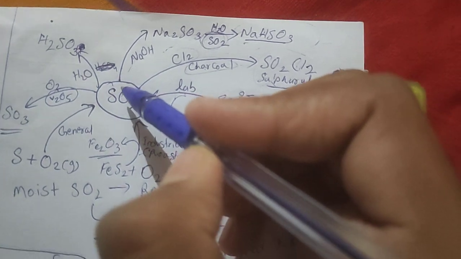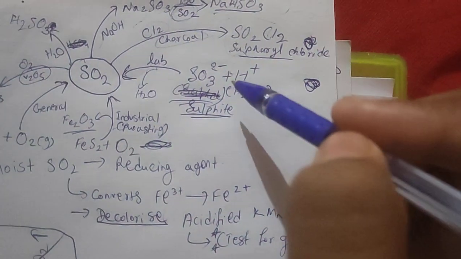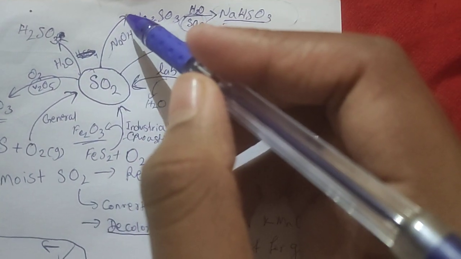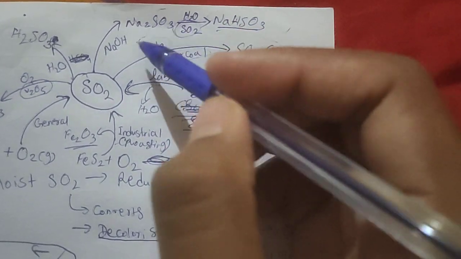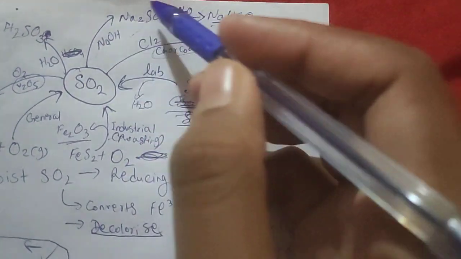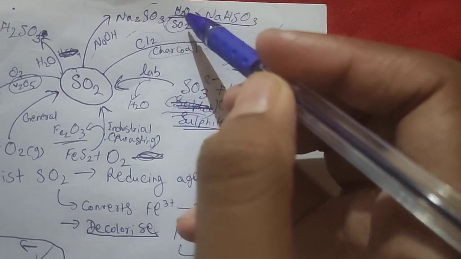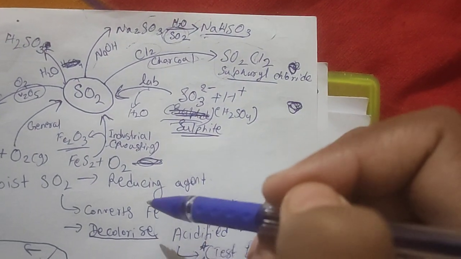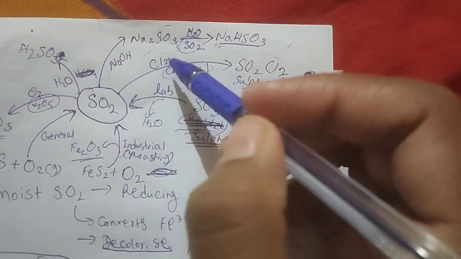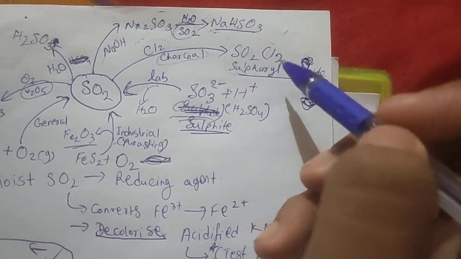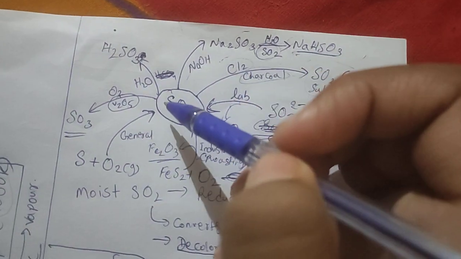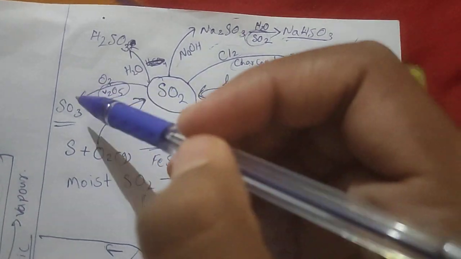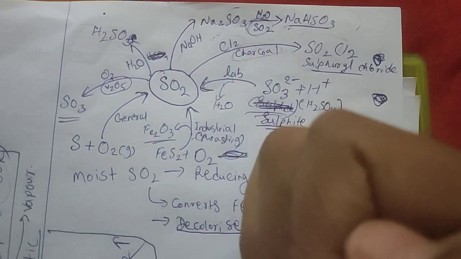Now when you treat sulfite with acid you get SO2. So when you treat SO2 with base, it will give you sulfite again, right, simple. And when you treat it with excess SO2 in presence of water, it will give hydrogen sulfite. Now when you react it with chlorine in presence of charcoal, it gives sulfuryl chloride SO2Cl2, and with water it gives sulfurous acid H2SO3. With O2 in presence of V2O5, it gives SO3.